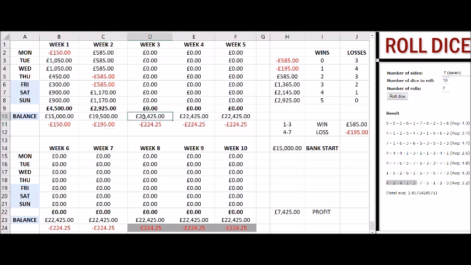So going into week 3, the balance is now 22,425. And as you can see, the liability now, because the liability is 1% of the deposit, for this week, the liability that we're going to be using is minus £224.25. What you'll see down here as well is the profit so far generated in the first 2 weeks is 7,425. So what we do, minus 224.25.